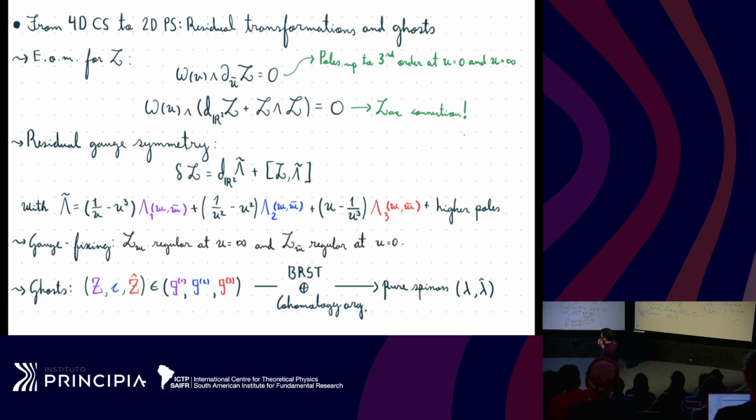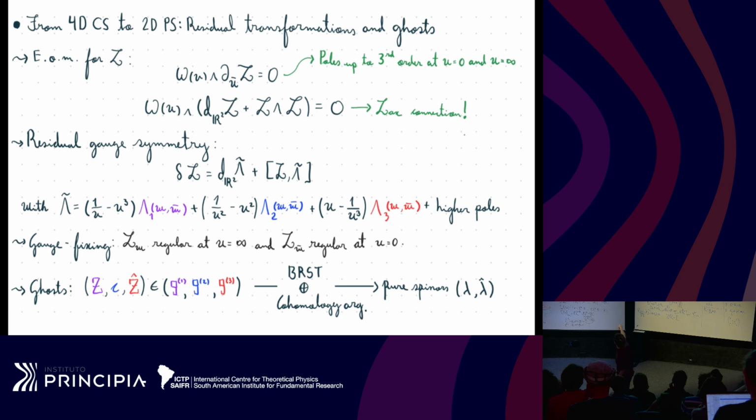Perfect. The residual gauge symmetry just looks like a usual gauge symmetry, but the gauge parameter lambda tilde needs to have a special form. It has this meromorphic dependence on the spectral parameter. And moreover, note that the dependence is such that these parameters vanish at the poles of the 1-form omega, when u to the 4 equals 1.